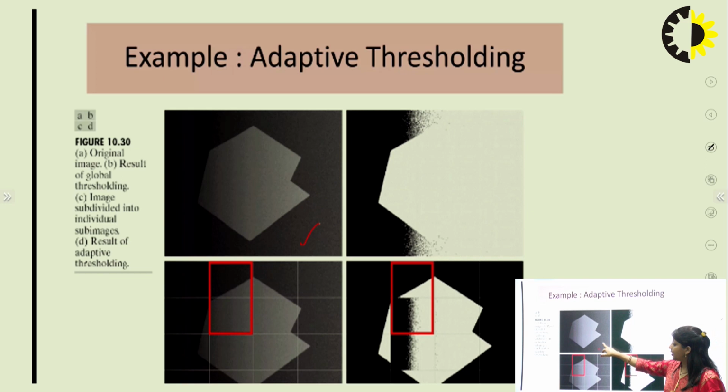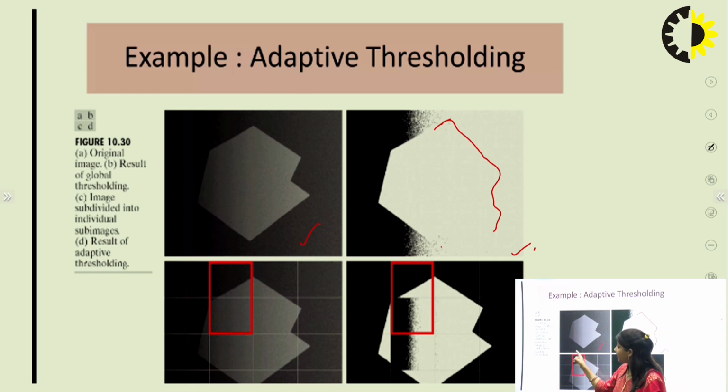This is the image, this is the background, and this is the foreground. First we apply global thresholding, and this will be the result. All the objects disappear here, so it is not effective and information is lost. So we will not apply global thresholding here.